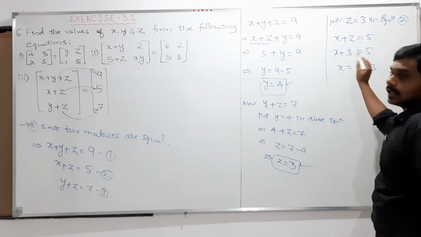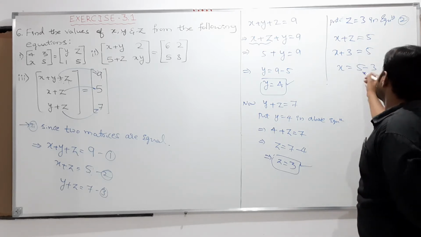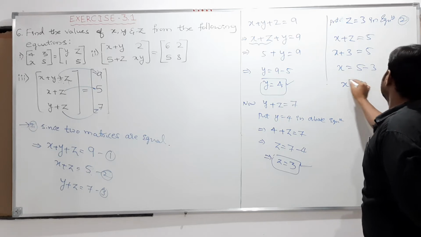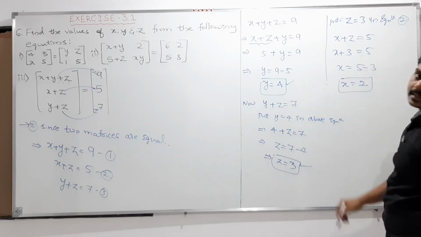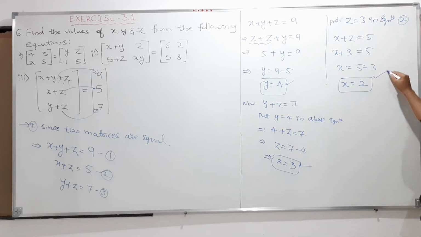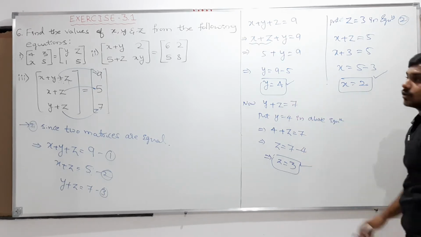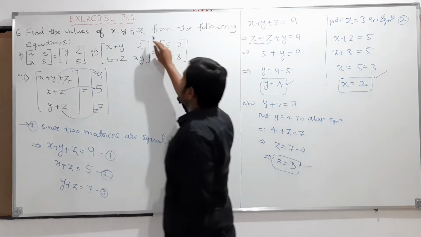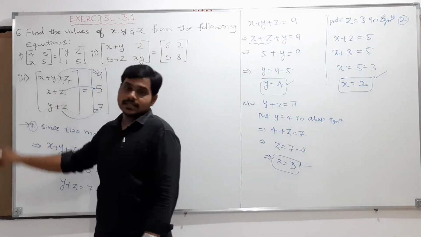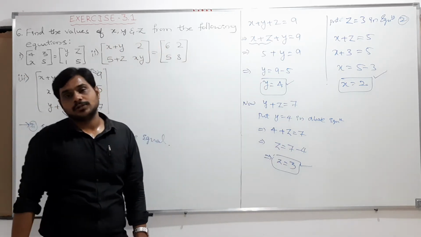If I shift that side, that will become minus 3. So 5 minus 3 is equal to 2. Therefore these are the values: x value is 2, z value is 3 and y value is 4. Like this you should calculate. They asked you to find the x, y, z values. So this is the answer for your third question.